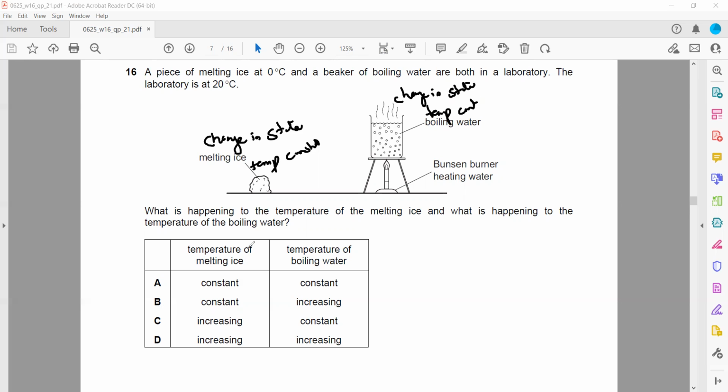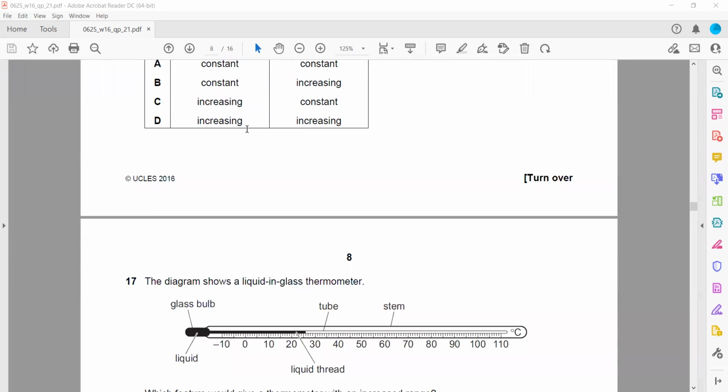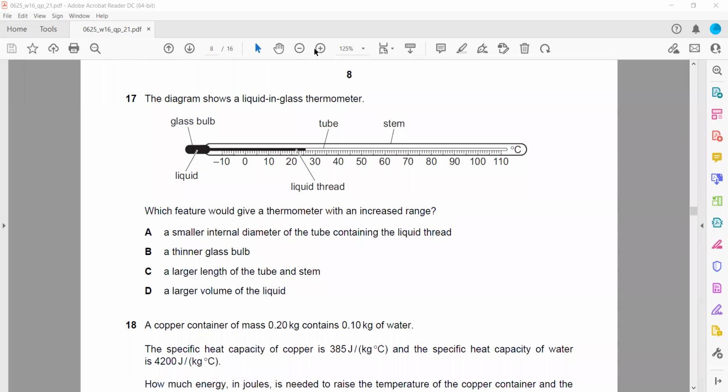So the temperature of melting ice and boiling water: if it's pure ice, it will melt at 0, and if it's pure water, it will boil at 100. The moment the water is boiling or the ice is melting, the energy is used to break the intermolecular forces, that's why the temperature does not change for melting ice or boiling water. So remember the heating curve: whenever there is a change in state, there is no change in temperature.